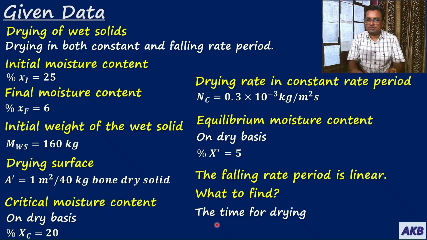And what are we supposed to find? We have to get the time for drying. So we will be separately finding out the time for drying in the constant rate period and then in the falling rate period. And then the total time for drying would be the addition of the time for drying in the constant rate period and the time for drying in the falling rate period. So I hope what is given to us is clear to you. Let us go ahead.